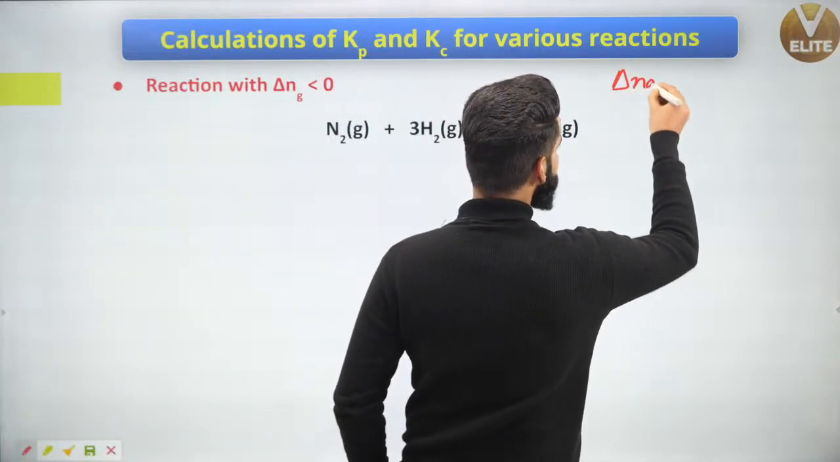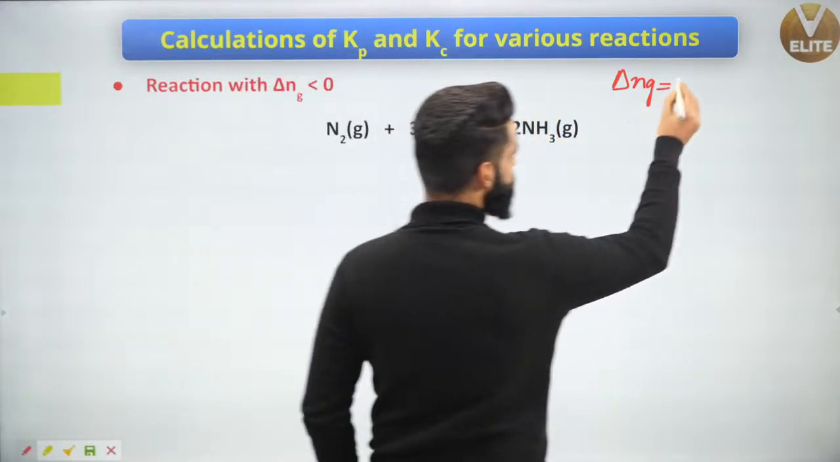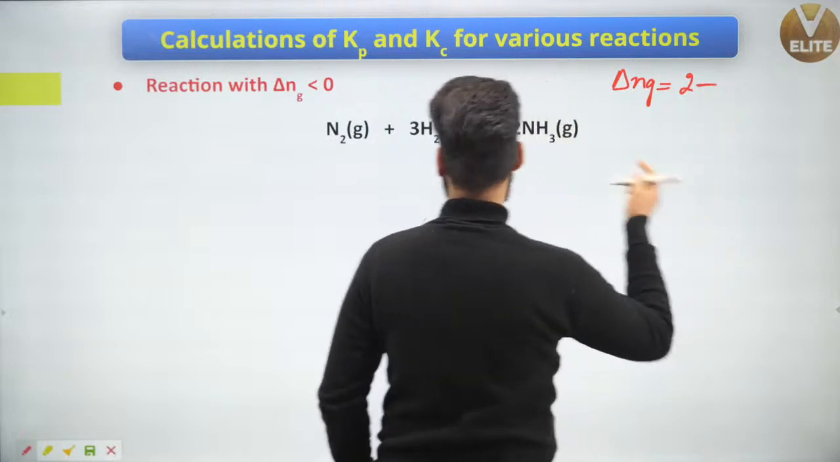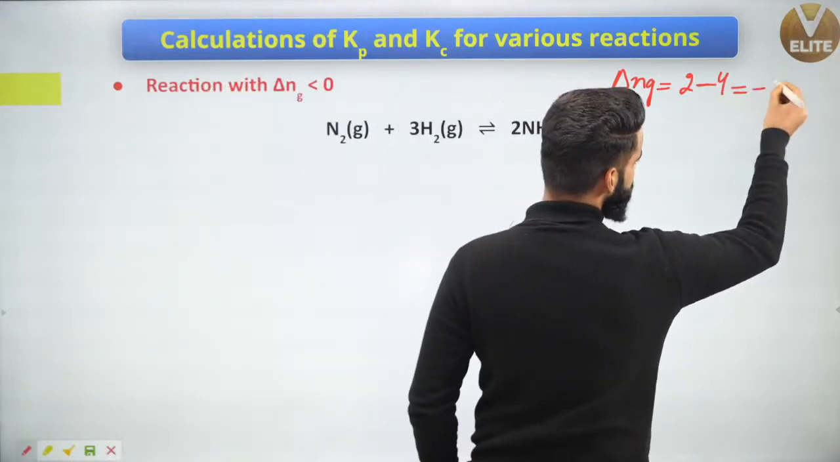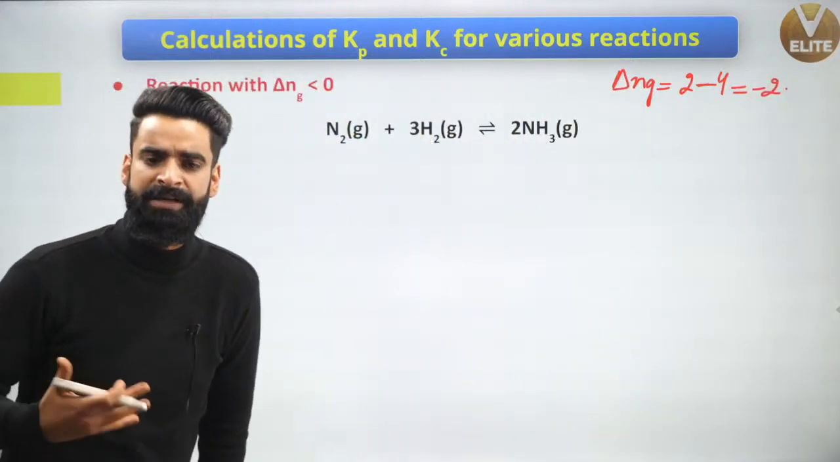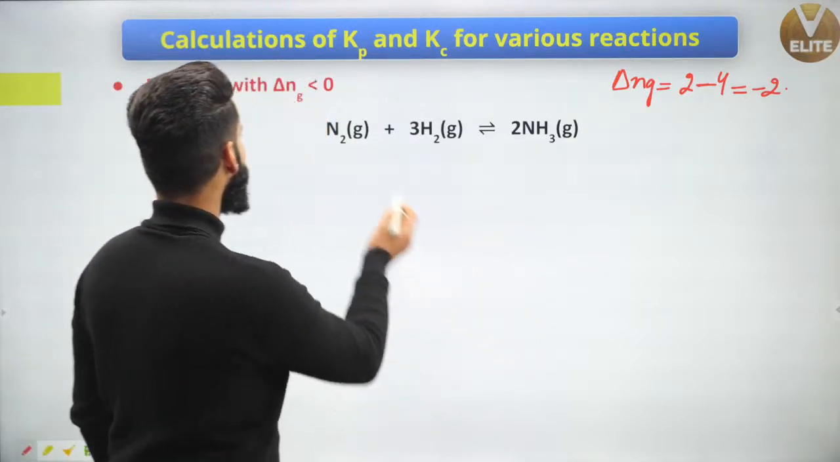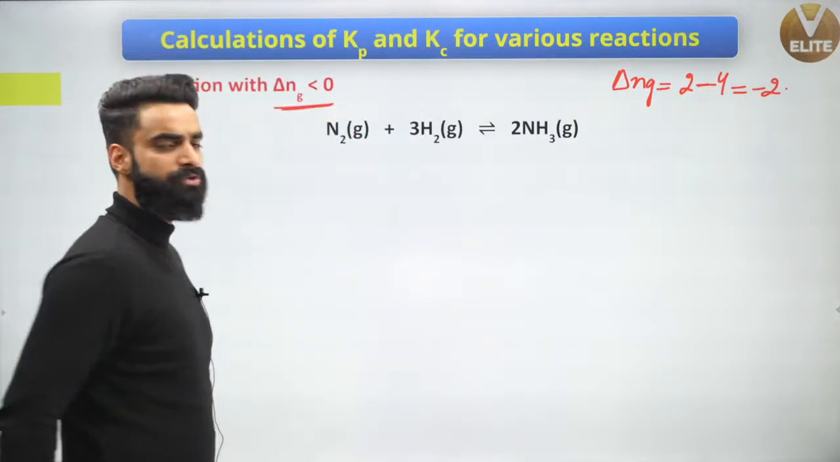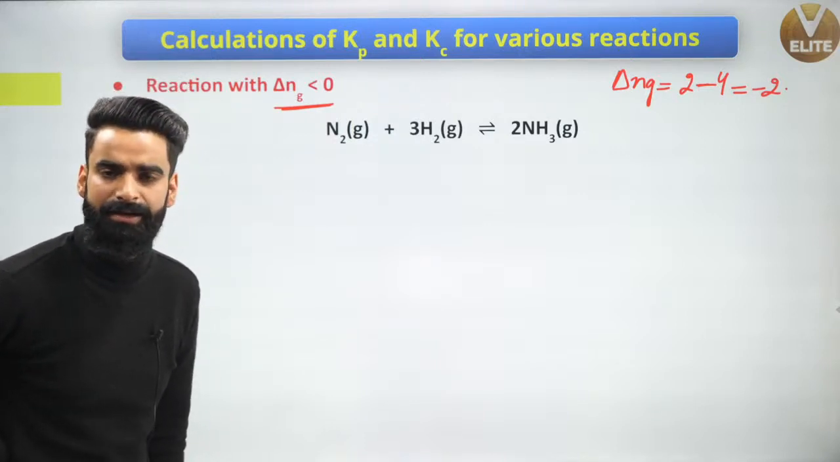Delta Ng for the reaction is equal to the number of moles of gaseous products, that is 2, minus the number of moles of gaseous reactants, which is 1 plus 3, which is 4. So 2 minus 4 will come out to be minus 2. So delta Ng is coming out to be negative, so I would say delta Ng here is less than 0. And how do we approach these sort of questions in which delta Ng is going to be less than 0?